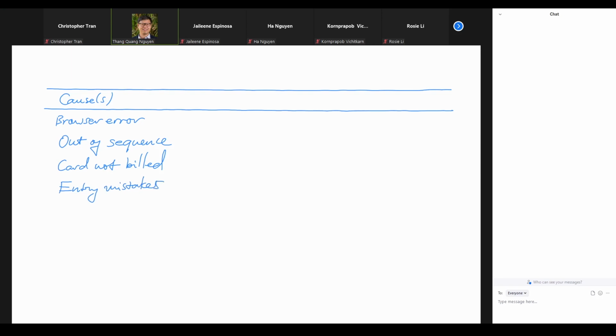Right? Some of the communication might be by phone, or for some reason we enter the information wrong, right? And then the transaction will be an error. The fifth cause here is product shipped to the billing address.